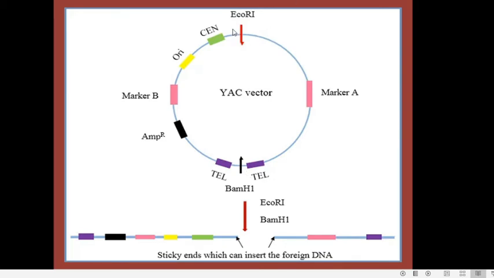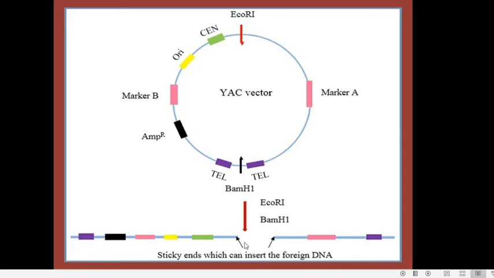Then the second enzyme, that is EcoRI, will cut here. So this will become one fragment and this will become the other fragment. Here you can see this fragment has the telomere, ampicillin resistance gene, marker B, ORI, and centromere sequence. Now you have the other piece with marker A and telomere. So you have cut this vector into two fragments.